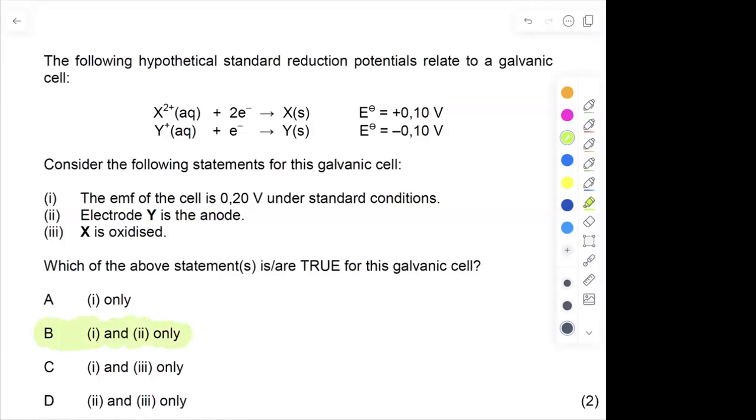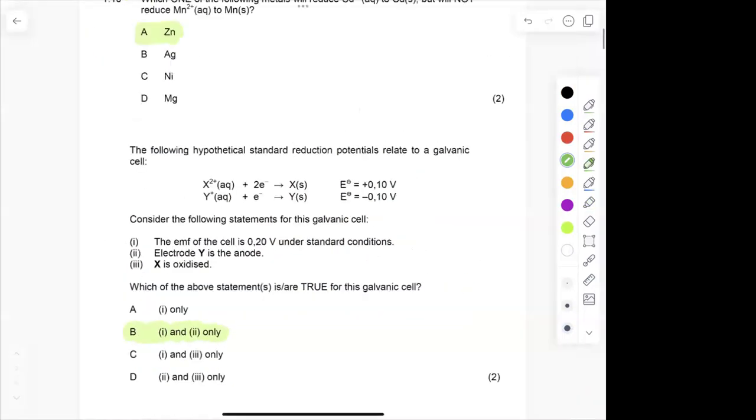Let's have a look at the case. We're going to look at 3 statements and then mark them correct or incorrect based on the facts. We were told that the following are the reduction half reactions for a galvanic cell. So the EMF of the cell is going to be 0.20 volts, definitely, because a galvanic cell will always have a positive E naught value.